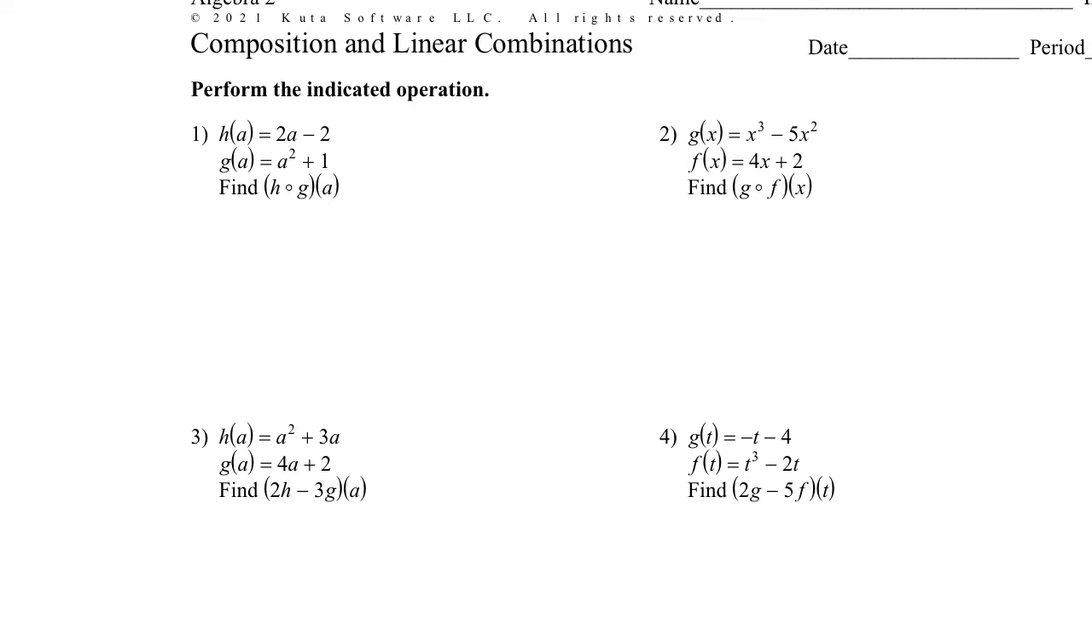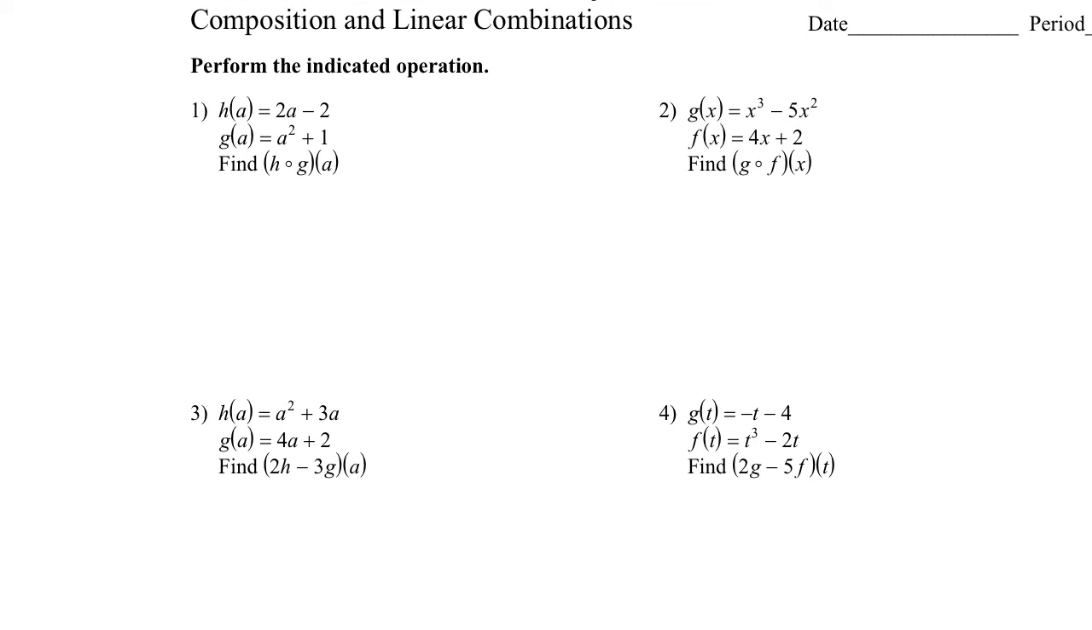So what we're looking at today is composition and linear combinations. It says just to perform the indicated operation, and the operation that it's indicating is right there. So the circle is composition. When you compose functions, what you're doing is you're plugging a function into the other function.